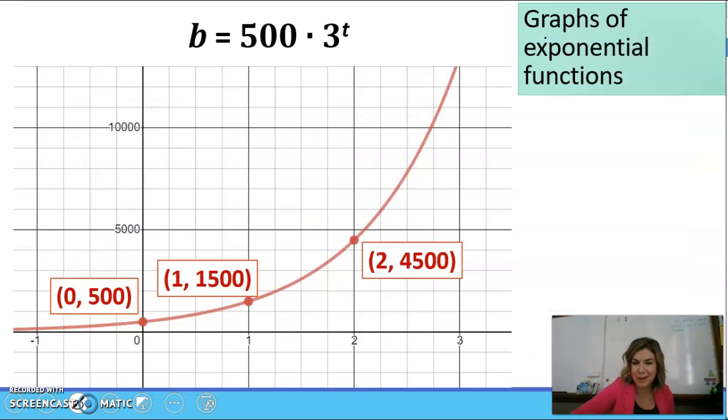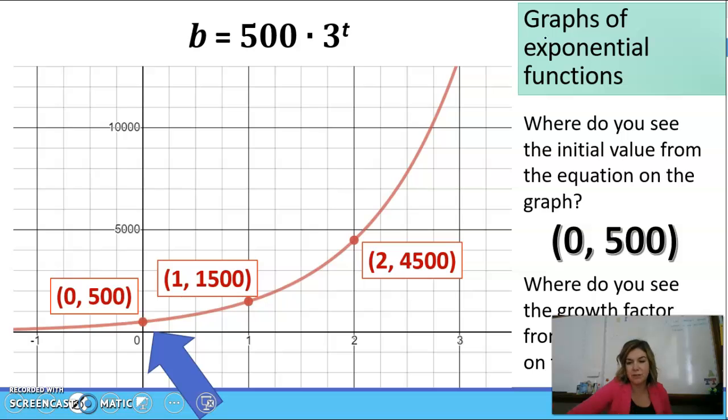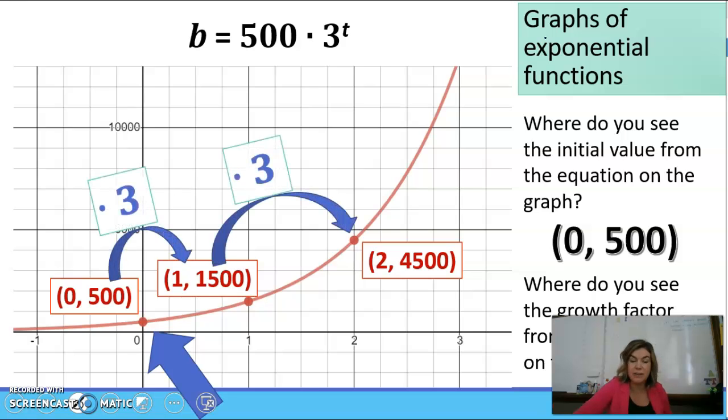So our graph kind of looks like this, right? This one looks a little bit different because the scale is different. But let's talk about on this graph, where do we see the initial value? From our equation, our initial value is 500, and we see 500 as the y-intercept. That's where our graph is starting. That is our y value when x is equal to 0. What about where do we see the growth factor from the equation? How does that present itself in the graph? Well, we go from 500 to 1,500, from 1,500 to 4,500, so we are multiplying each output by 3. So that's the connection between the graph and the equation.